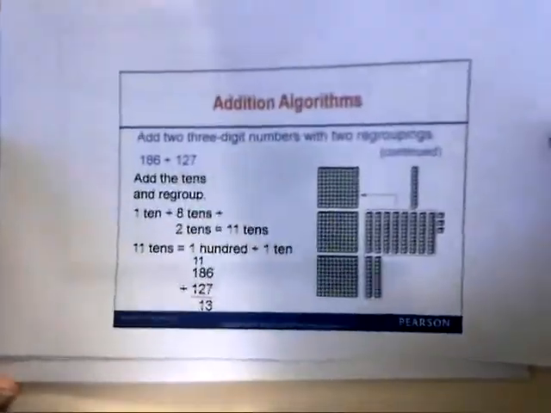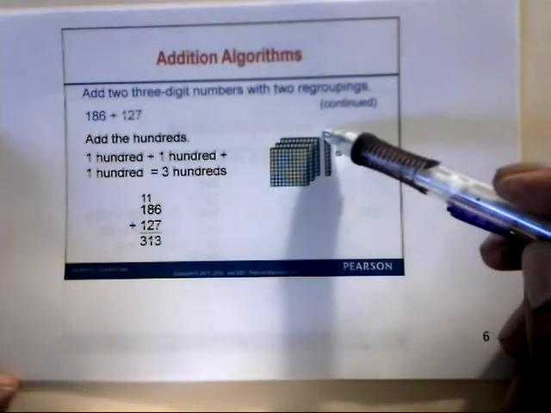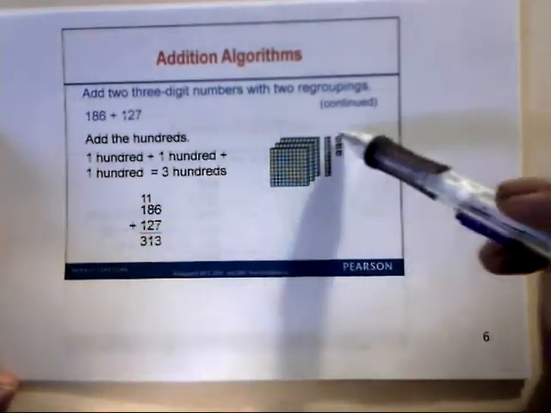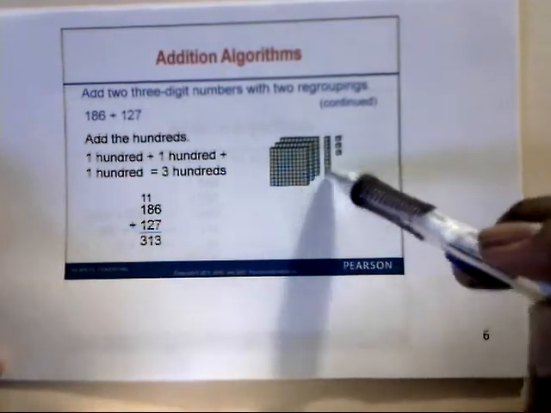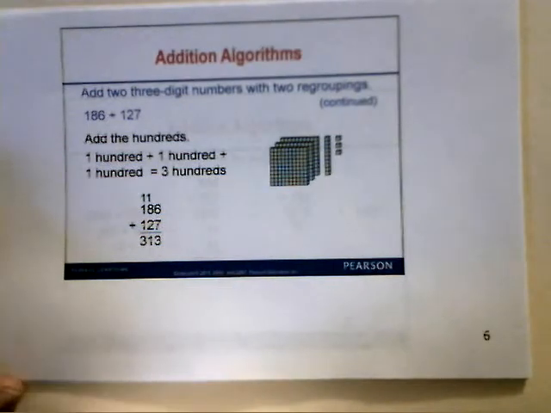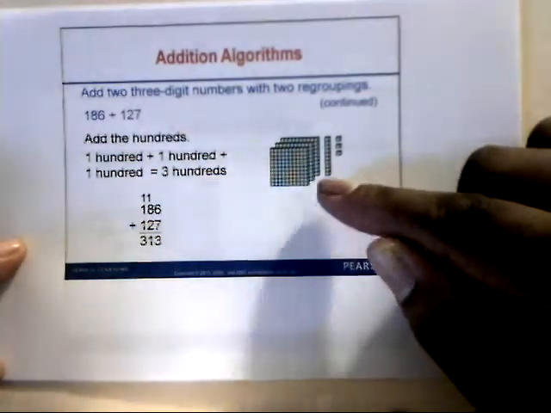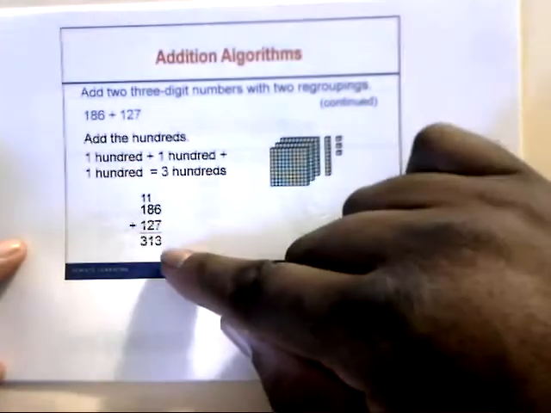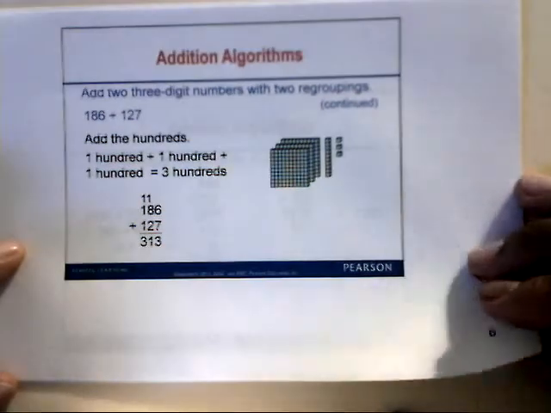Then you're going to add your hundreds. So that means you have 3 flats. So that means that's 300. So this representation with the fewest number of base 10 blocks will be 313. So that represents 186 plus 127, which is 313. So as you can see, this is done using a concrete model and how it's related to the standard algorithm.